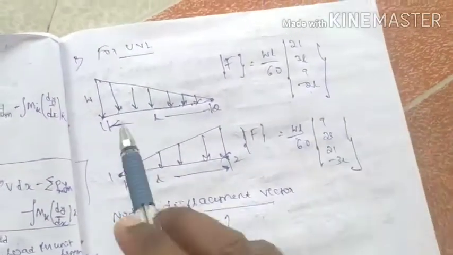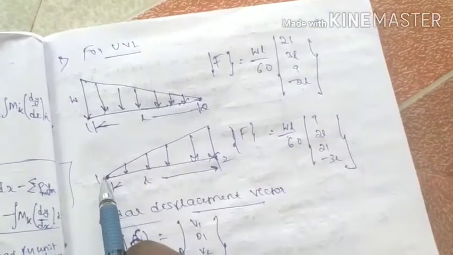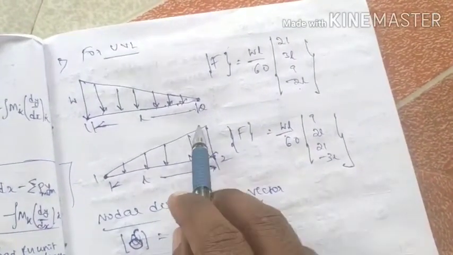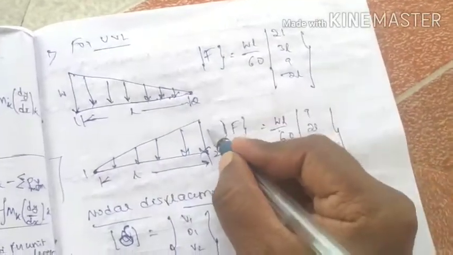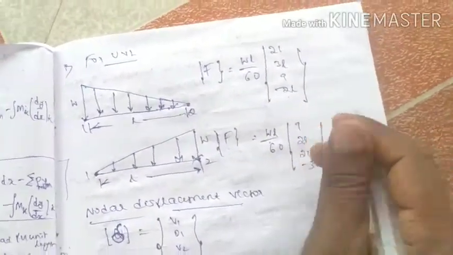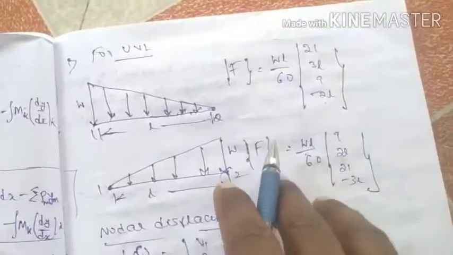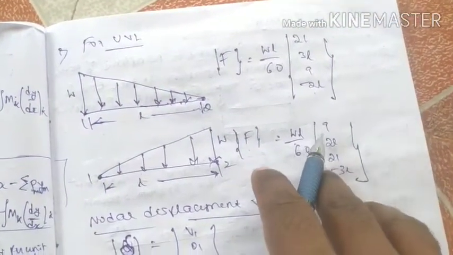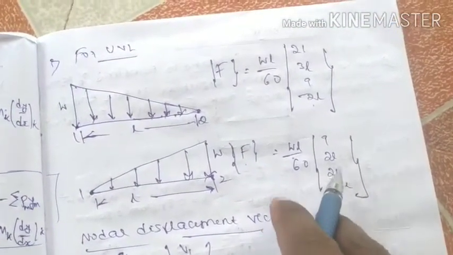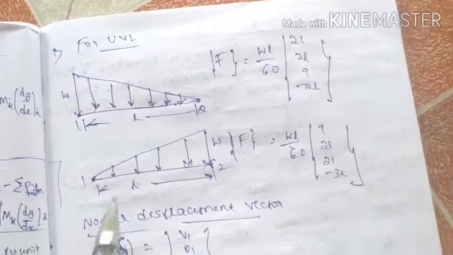Suppose it is acting in reverse, that means on node 1 it is 0 and on node 2 it is maximum load, that is W, acting here. In that case, what is the UVL nodal force vector? That is WL by 60 times [9, 2L, 9, 2L, 21, minus 3L]. So keep this in mind.